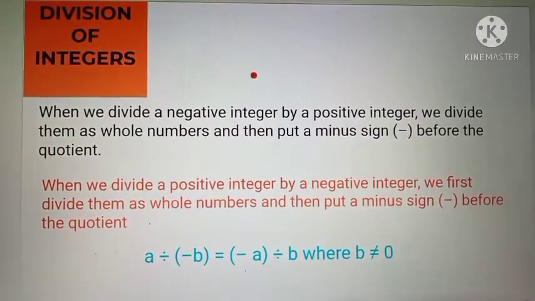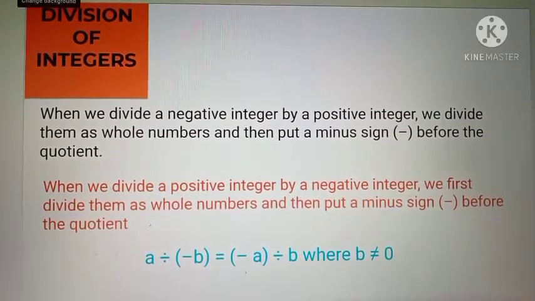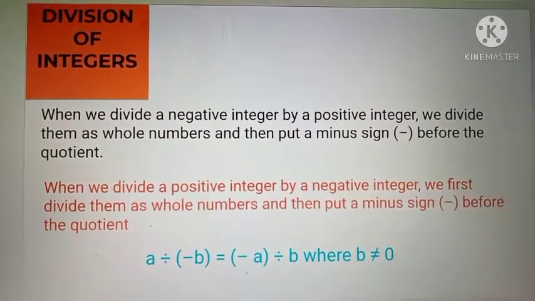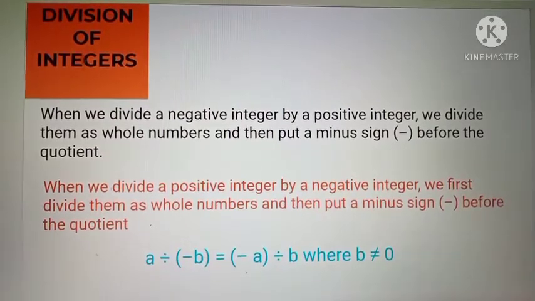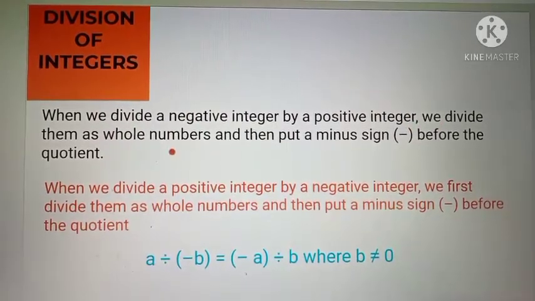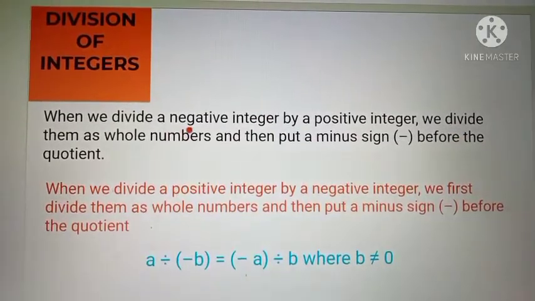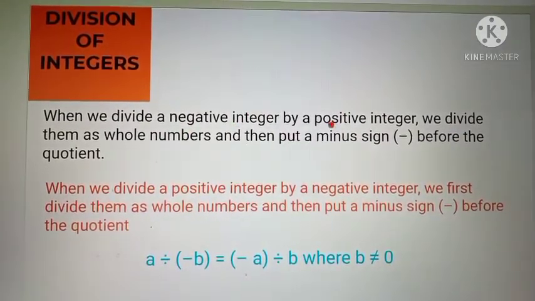Division of integers. Before moving on to our next question, let's revise this once again. When we divide a negative integer by a positive integer, we divide them as whole numbers and put a minus sign before the quotient. Negative by positive is minus, negative.